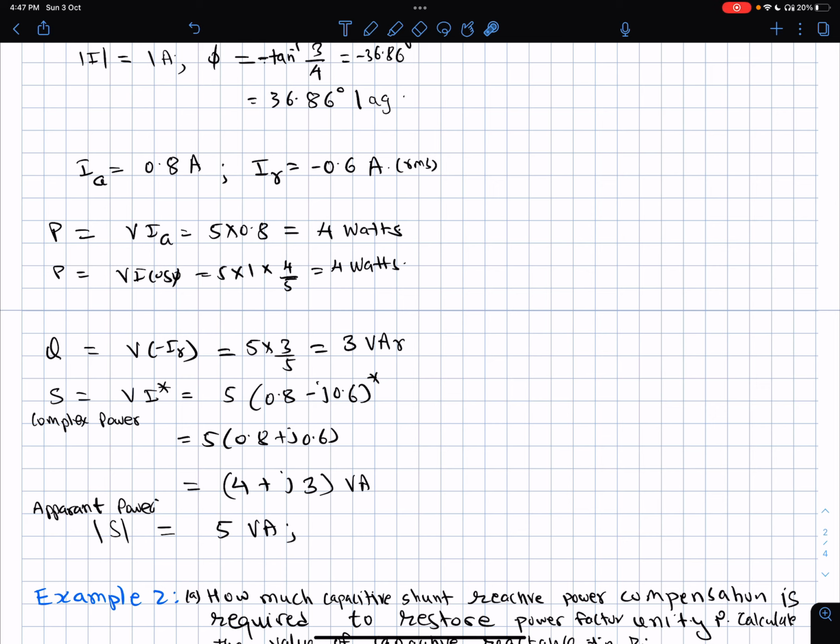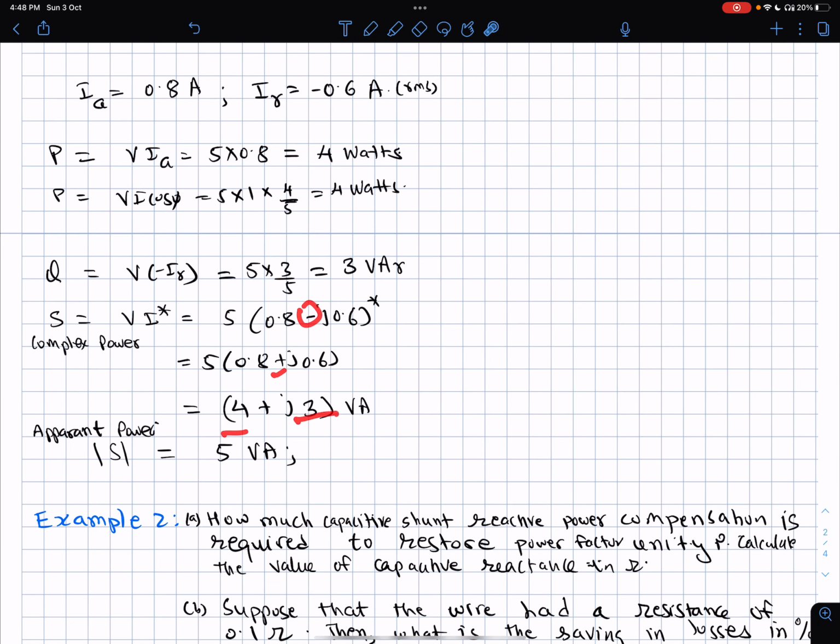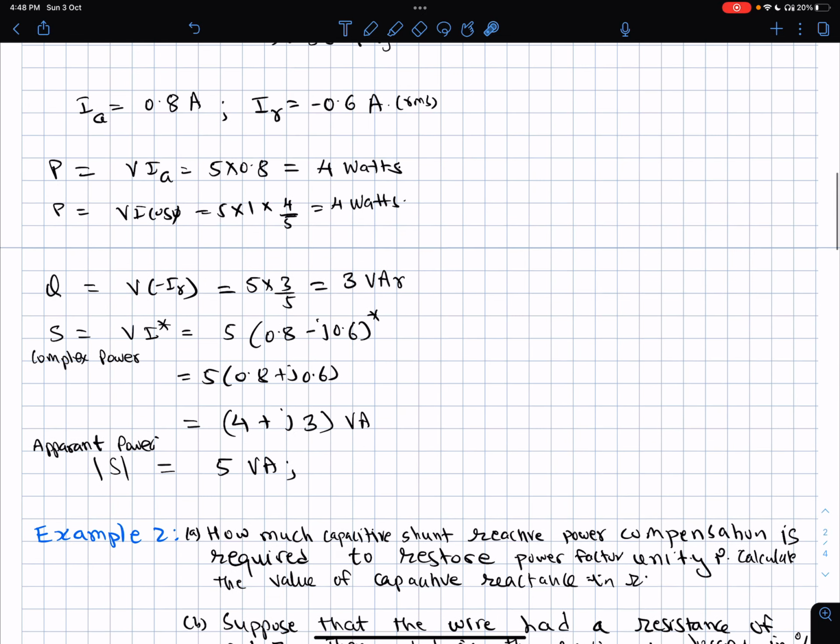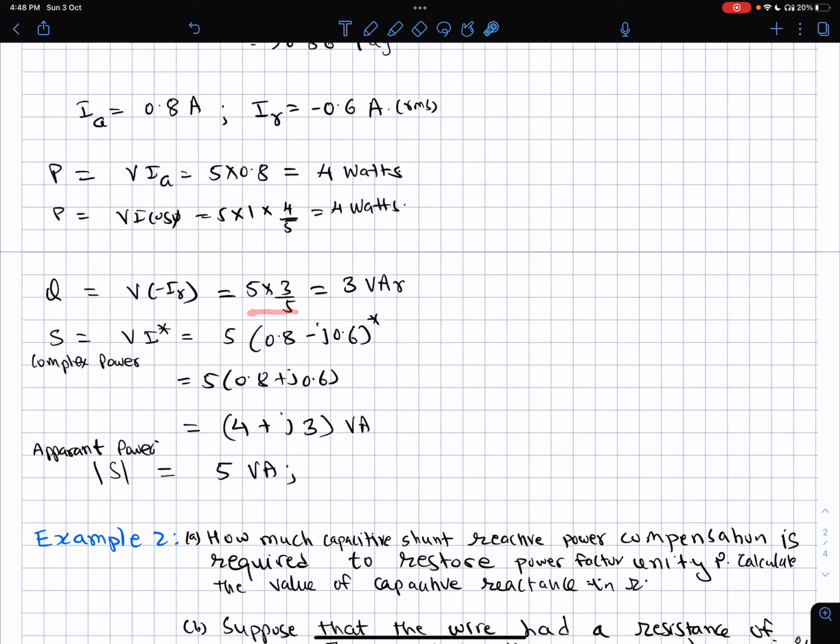So therefore this should be written as 5 plus j0. So I just wrote 5 here. And the current is 0.8 minus j0.6, star complex conjugate, which is 5 into 0.8 plus j0.6. This minus j became plus here, which makes it 4 plus j3. So therefore the S is V into minus I star, which is 5 into minus 5 by 3, minus 3 by 5. So it is 3 volt amperes.